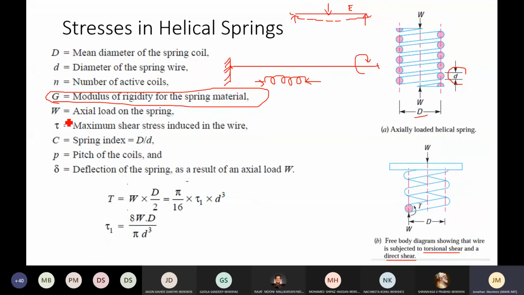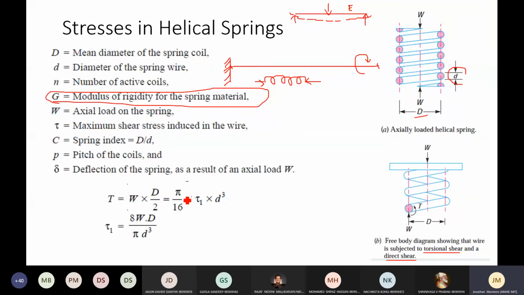Okay. Next, if W is the axial load on the spring and the maximum shear stress induced in the wire is tau, let us give it some symbols. Okay. C is equal to D by d, the spring index, that is coil diameter to the wire diameter. p, as mentioned, is the pitch of the coils, and delta is the deflection as a result of an axial load W. Then you can say the torque on the spring is W into D by 2. So in other words, you are applying W at one far end and the distance of application is D by 2, that is the radius of the coil.